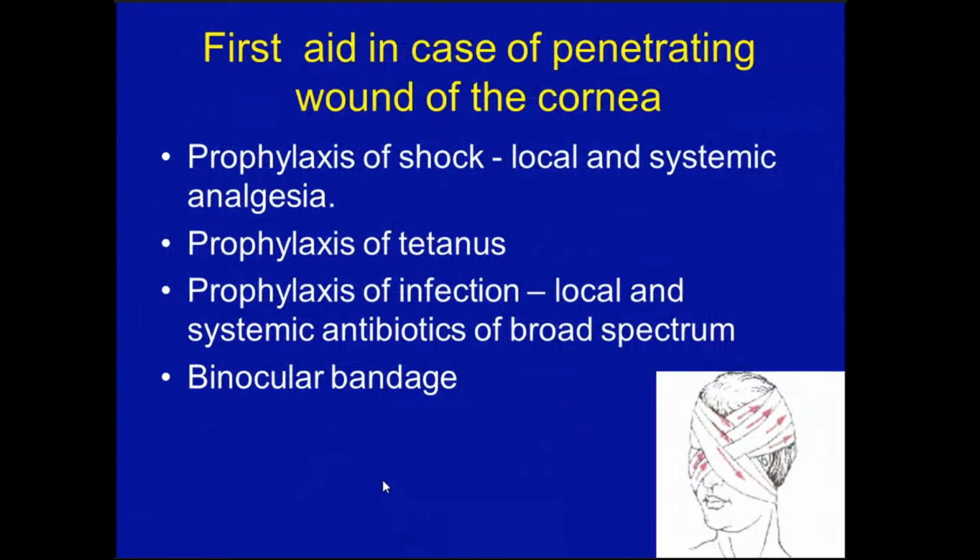What should we do if we see the penetrative wound of the cornea? First aid, it's very important. At first we should give the patient medicine for shock prophylactics, like local and systemic analgesics. We should remember the tetanus prophylactic and the infection prophylactic.